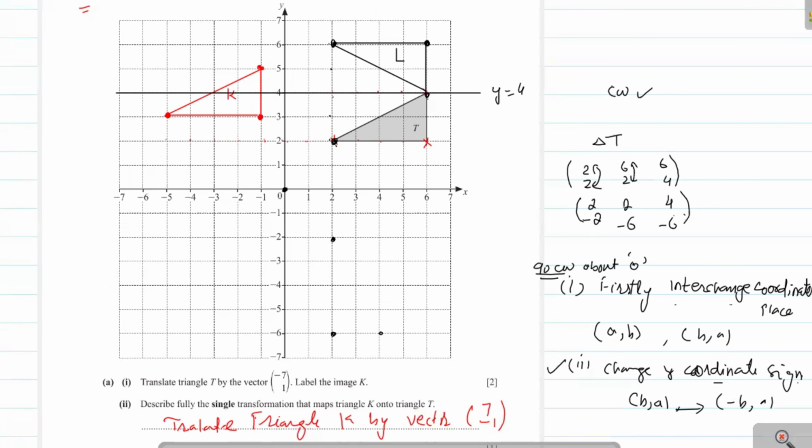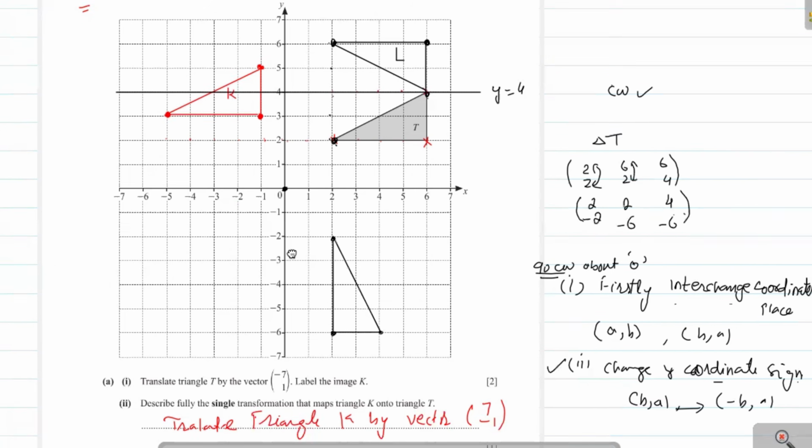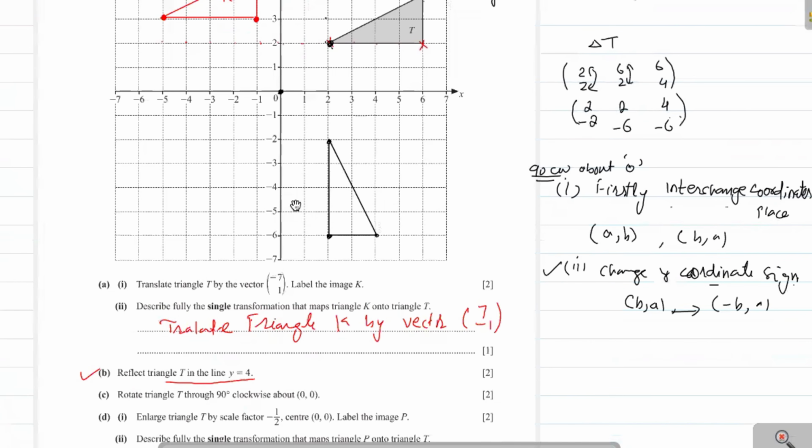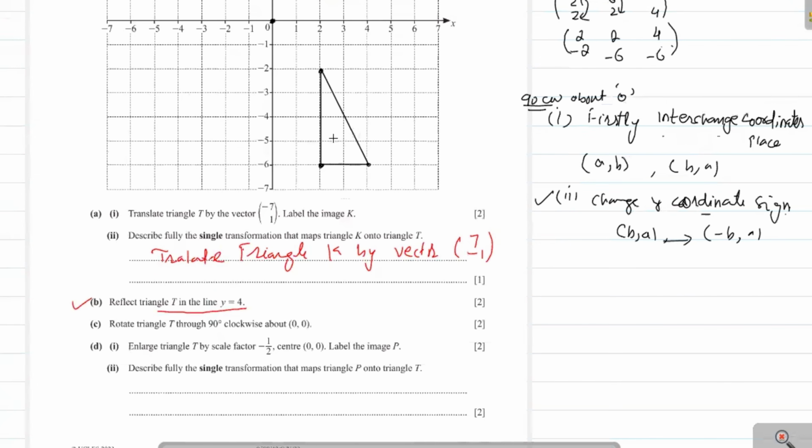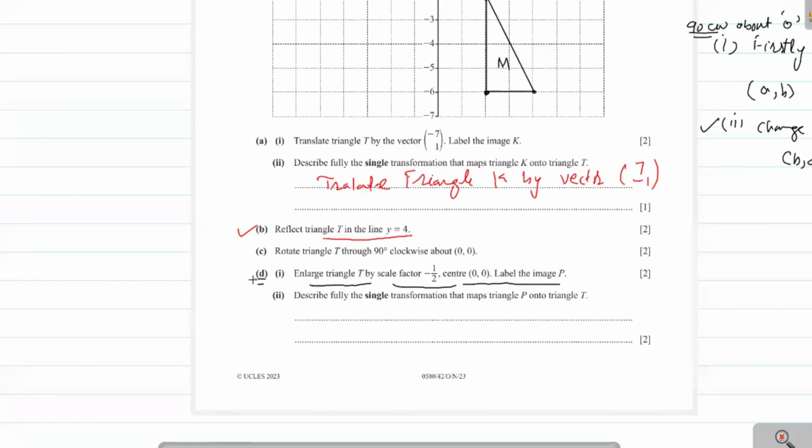This is 4 and -6. Now we join these points and we get a triangle. This is the rotation of triangle T about O, 90-degree clockwise direction. And this triangle, we name it as triangle M. And next is question 1, first part of part D.